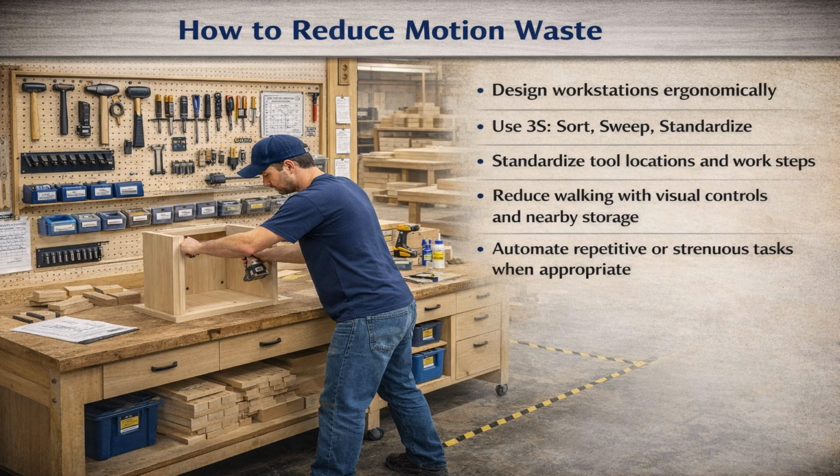How can we reduce it? Ergonomic design. Position tools and materials within easy reach. 3S implementation. Sort, sweep, standardize. Standardize work. Define clear steps and tool locations. Reduce walking. Use visual management and point-of-use storage. Automation where appropriate. For repetitive or strenuous tasks, seek to automate them or batch them to reduce repeated motion, so long as the batch does not create other waste that exceeds the reduced motion.